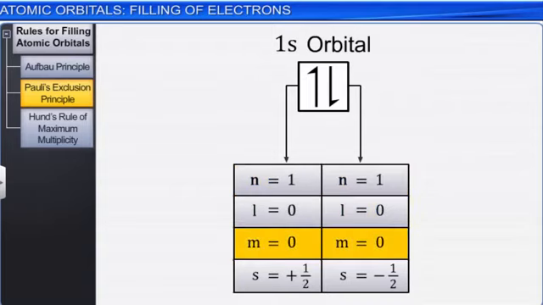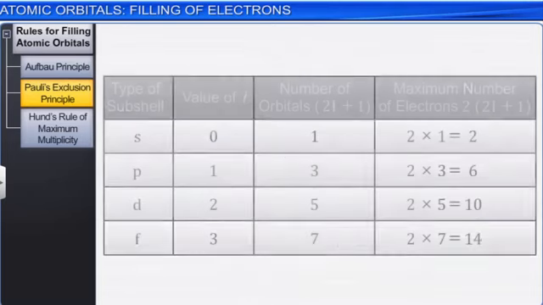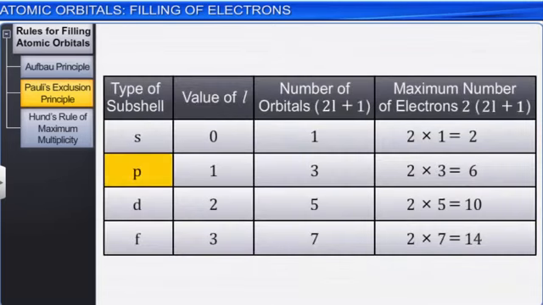This indicates that the maximum number of electrons that can be accommodated in an orbital is 2. Similarly, as p, d and f subshells have 3, 5 and 7 orbitals, they can have the maximum number of electrons equal to 6, 10 and 14 respectively.